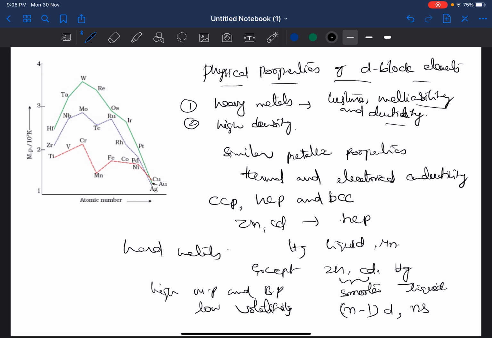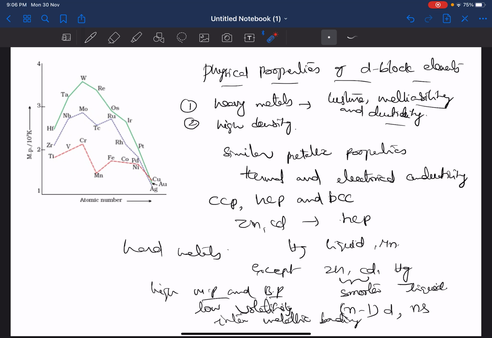So they will exhibit the metallic properties due to the intermetallic bonding. Due to this intermetallic bonding, due to the involvement of the maximum number of electrons of the n minus 1 d and ns orbitals in the intermetallic bonding, they will exhibit high melting point and then high boiling point. Here we have a graph.